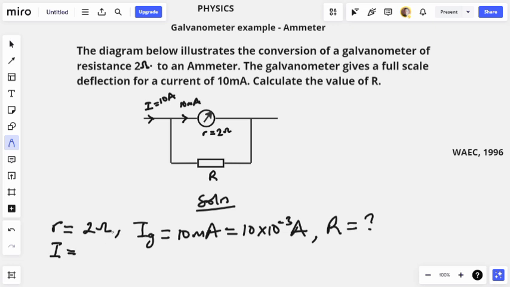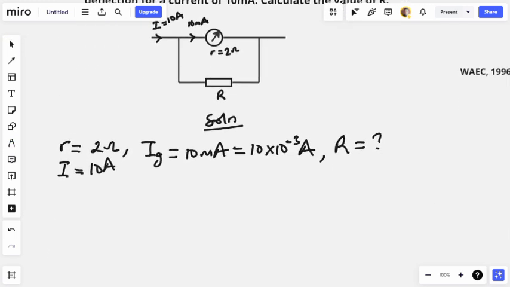Ammeter reading is, from the diagram, 10 amps. So having taken down our parameters, let's solve that. You recall that R, from the derivation of conversion of galvanometer to ammeter, we have done it in a video which is in the link in the description. So we derived that R, big R, equals to what?